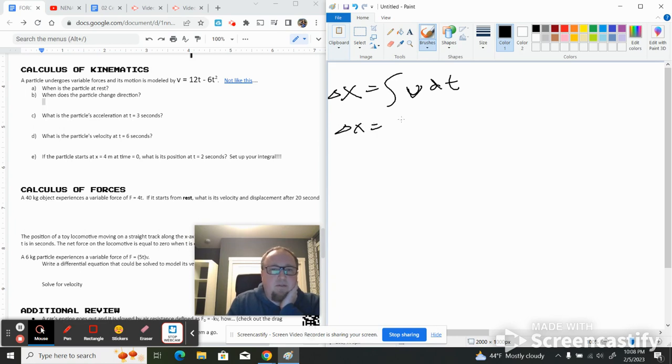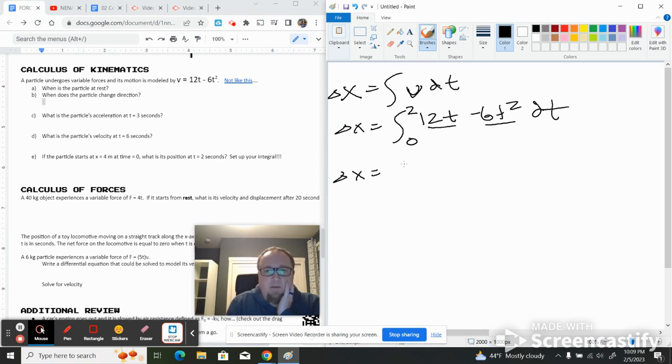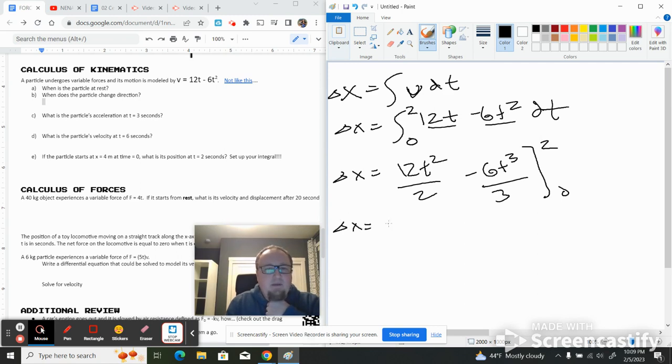So how far it goes is going to be the integral of 12t minus 6t squared dt. Now, I want to know from 0 to 2 seconds, so I put in 0 and 2 seconds. What we're going to do is add a power and divide by the power. So I get 12t squared over 2 minus 6t cubed over 3, from 0 to 2 seconds. I'm going to simplify so my math's a little bit easier. So I get 6t squared minus 2t cubed from 0 to 2.